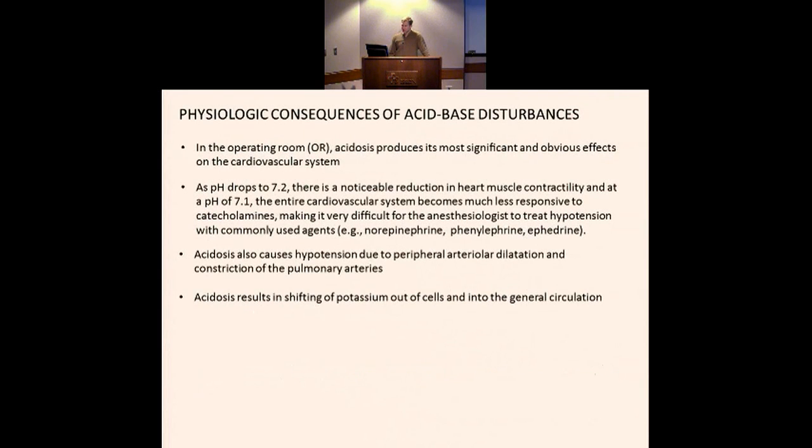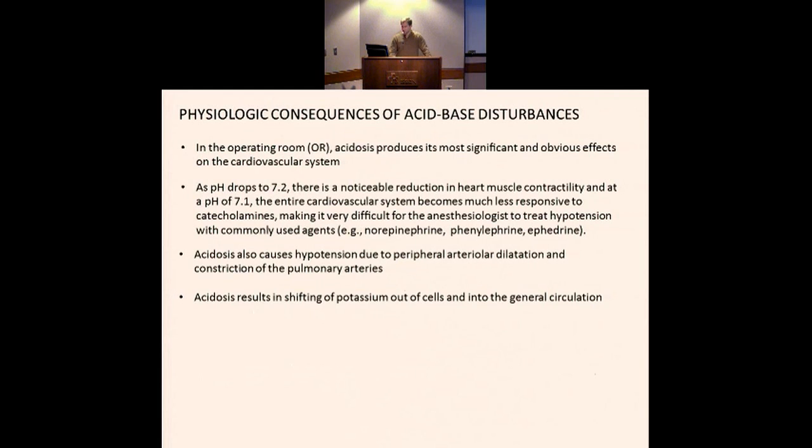So physiologic consequences, why do we care about this? In the operating room, acidosis produces its most significant and obvious effects on the cardiovascular system. As pH drops down to about 7.2, there's a noticeable reduction in heart muscle contractility, and if it gets down to 7.1, the entire cardiovascular system becomes much less responsive to catecholamines, which is how we typically treat these lower blood pressures. So it makes it very difficult for us to treat hypotension.